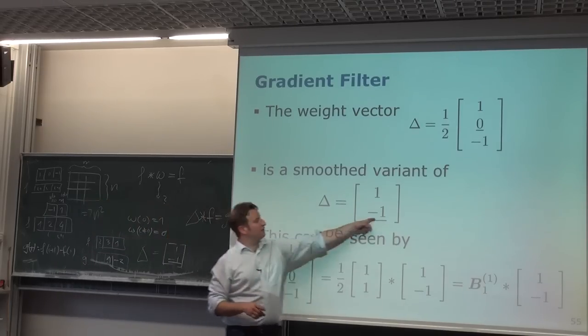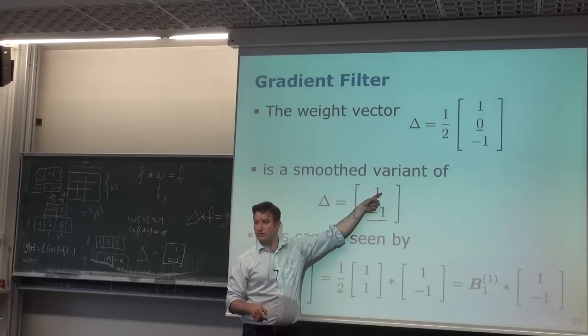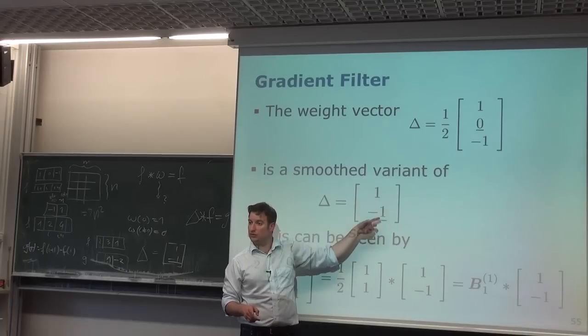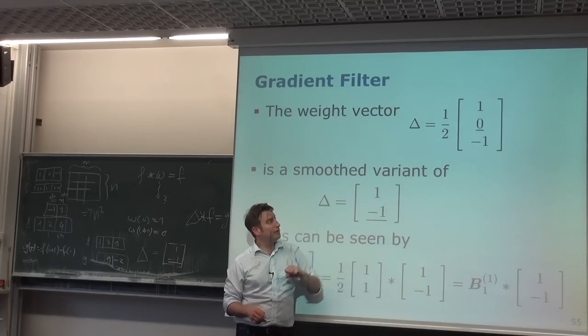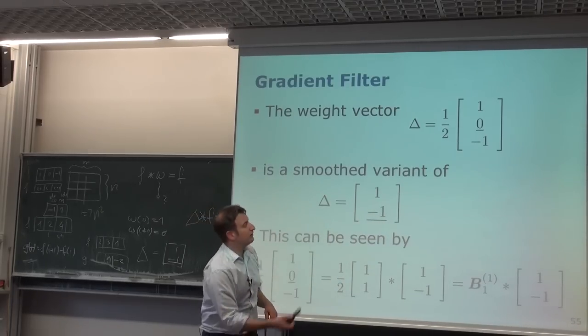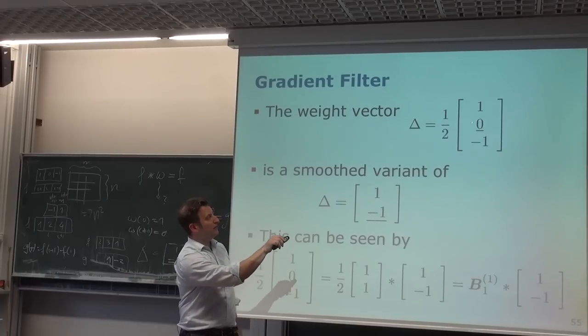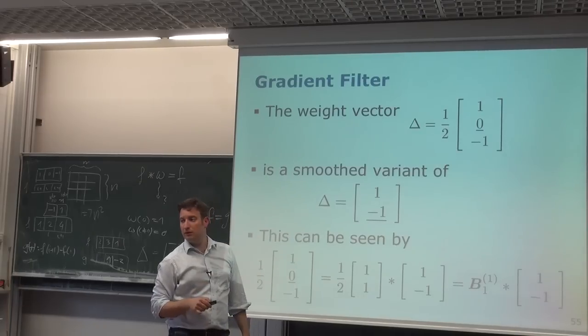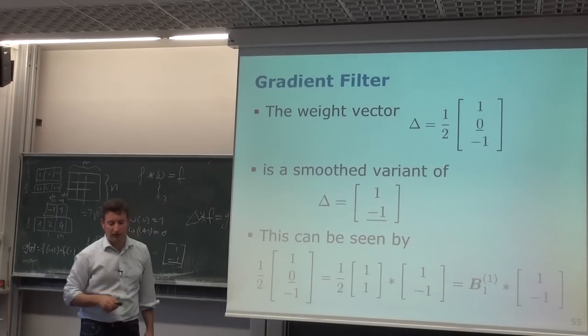So if this is the index 0, this is the index -1. If I write it like this, maybe this is the confusion. So in here, for this one correspondingly, this would be the index 0, this is the index 1, and this is the index -1. Okay?